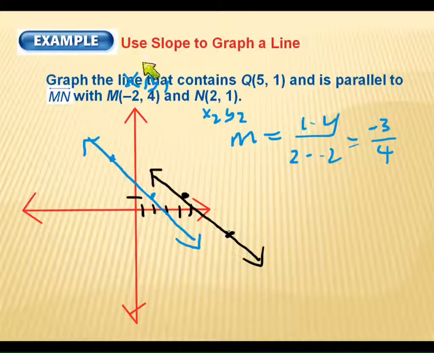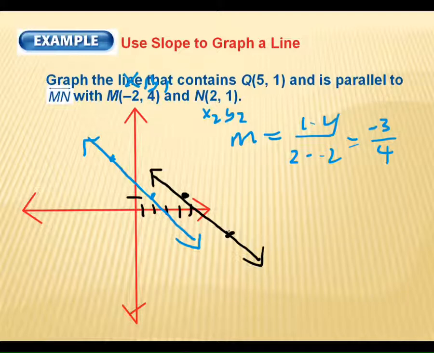So that's just testing to make sure you know with parallel they have to have the same slope. Perpendicular would be the opposite reciprocal. How did you get that second point? Okay. This second point I went down 3 and to the right 4, because I had to have the same slope, which is parallel.